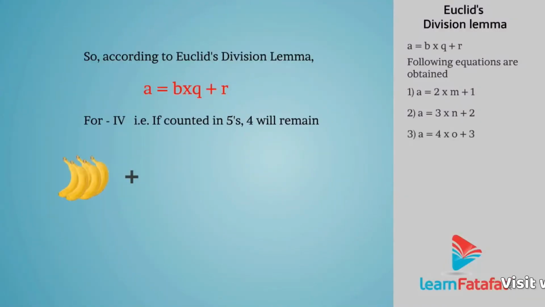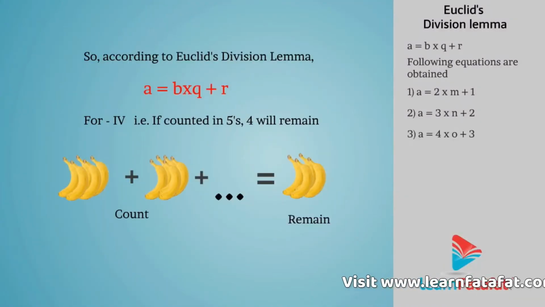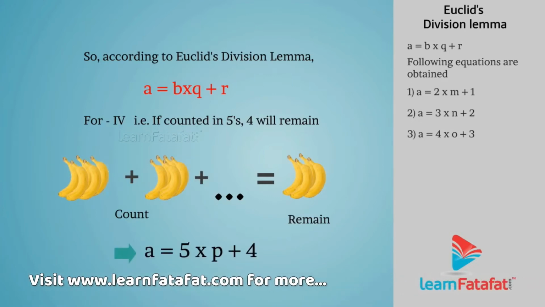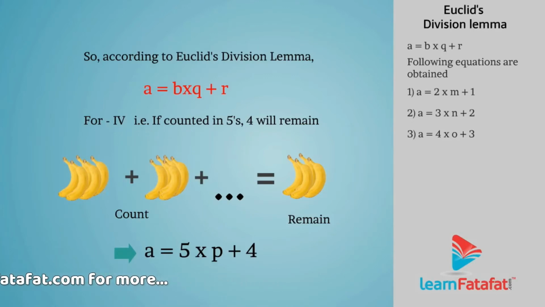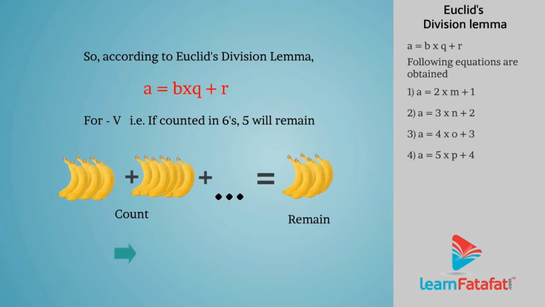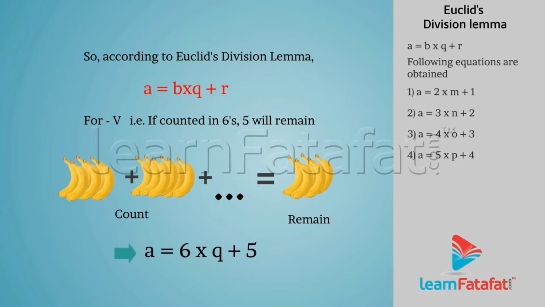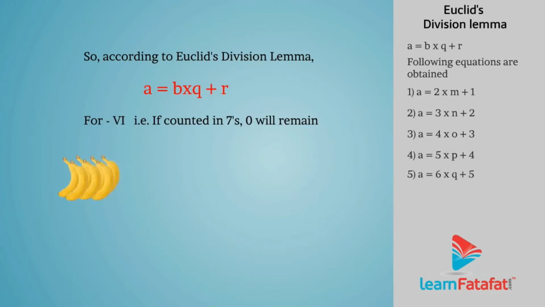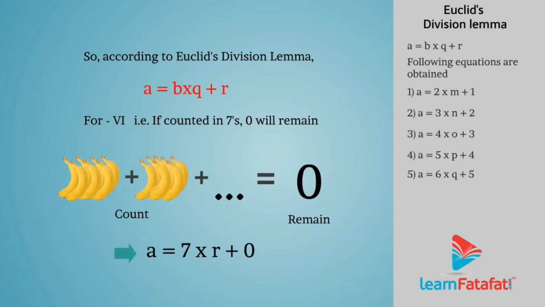If bananas are counted in 5s, 4 will remain. So we get A is equal to 5 into P plus 4. If bananas are counted in 6s, 5 will remain. So we get A is equal to 6 into Q plus 5. If bananas are counted in 7s, 0 will remain. So we get A is equal to 7 into R plus 0.